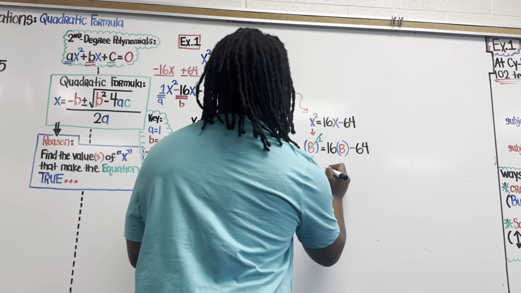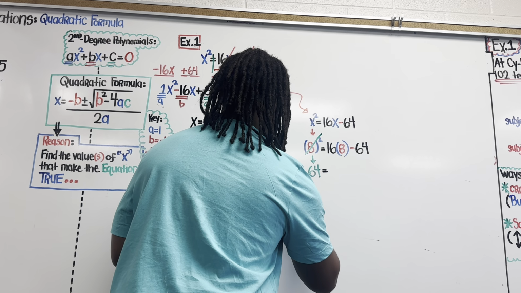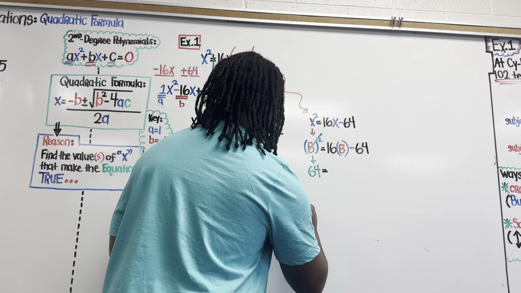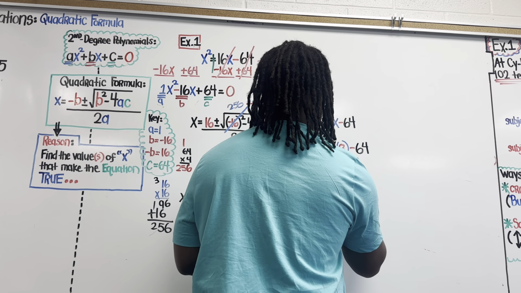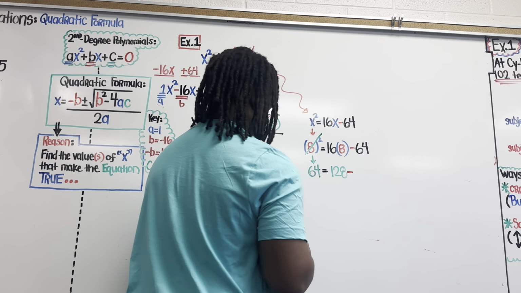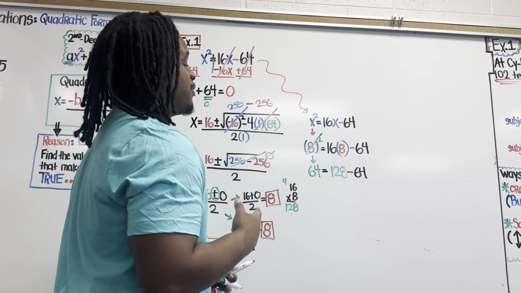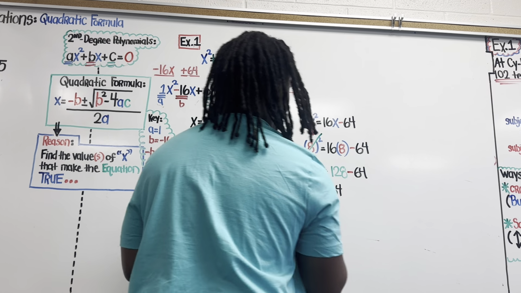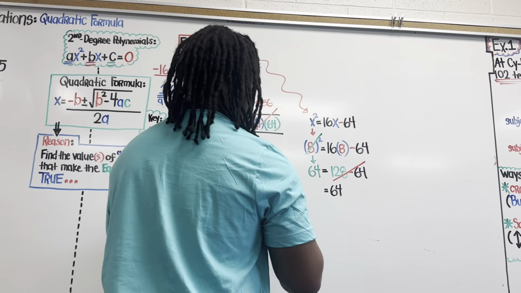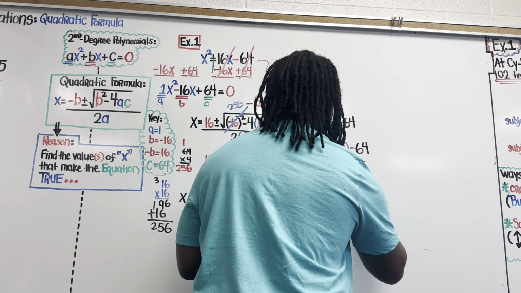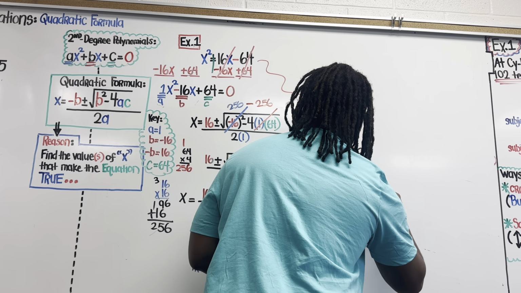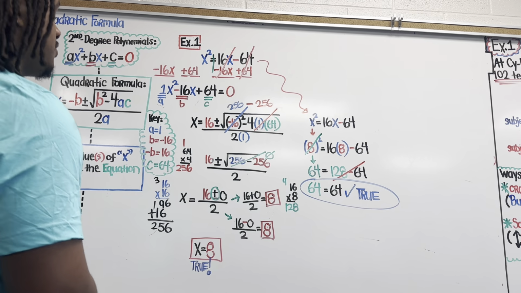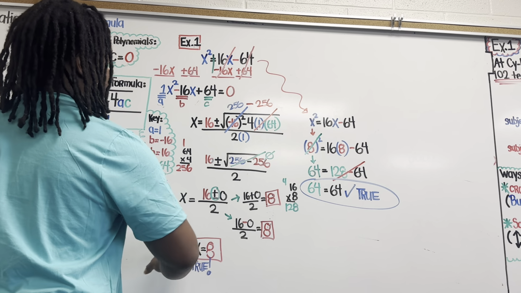16 times 8, let me just do that on the side. 16 times 8. 8 times 4 is 48. 8 times 1 is 8 plus 4 is 12. So that's 128 minus 64. And guys, I know for a fact, because I did this before, 128 minus 64 equals 64. That equals 64, and we know that 64 equals 64. So that lets you know that x equaling 8 will make this value true. It will make this value true, guys. So once again, I just wanted to show that so you can understand why we found this value of x and the significance of it in making this whole equation true.